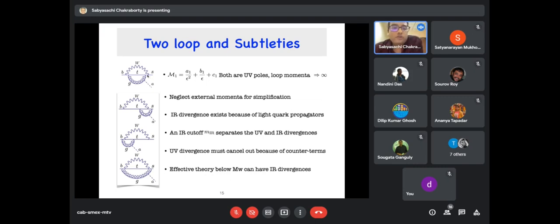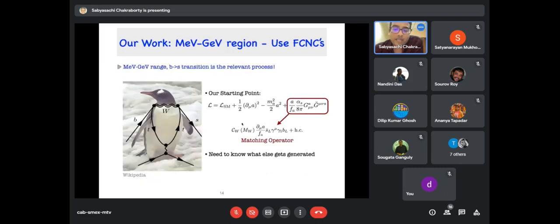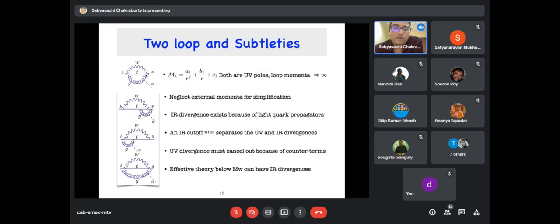UV divergence, of course, we know arises when the momentum goes to infinity. But here there are light quarks. So when the light quark momenta vanish, it can also generate an IR pole. So you have to be very careful about separating out the UV and IR poles, because the effective theory can have IR poles, but its UV pole has to cancel out. To do this calculation, we also considered effectively zero momentum of the external states. We checked that if you include momenta for these external quark lines, it only gives a correction of m_b squared over M_W squared, which can be neglected.